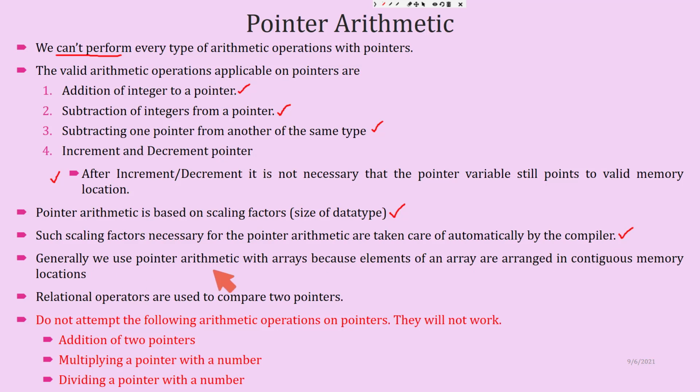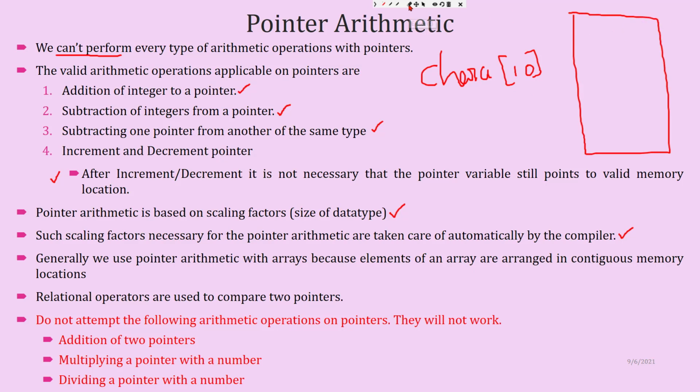Generally, we use pointer arithmetic with arrays because the elements of an array are arranged in contiguous memory locations. We already studied that an array is a group of elements of the same data type, and these elements will be in contiguous memory, that means in continuous memory locations. Suppose I have a character array, we already discussed it, of 3. I have "RAM".